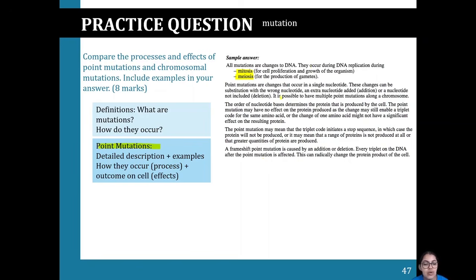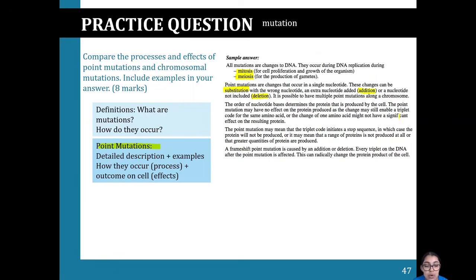So here we are. Point mutations are changes that occur in a single nucleotide. These changes can be substitution with the wrong nucleotide, an extra nucleotide being added, so that's addition or insertion, or a nucleotide not being included, which is deletion. So we've talked about point mutations and how that's either substitution or frame shift, which includes insertion and deletion.